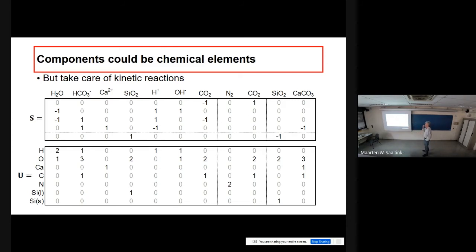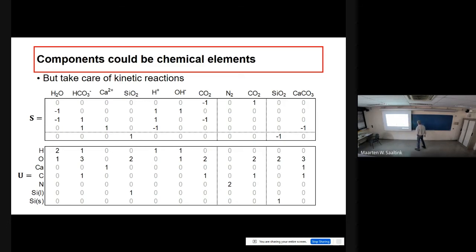So, how to build it? First, you can say components could be chemical elements, such as hydrogen, oxygen, calcium, carbon, etc. And then I can say, well, if I have water, then H2O is 2 H's and 1 O. HCO3 is 1 H, 3 O's, and 1 C, etc. Also calcium, and so on.